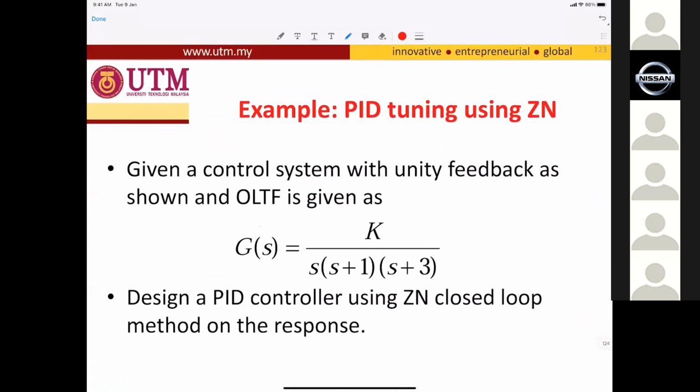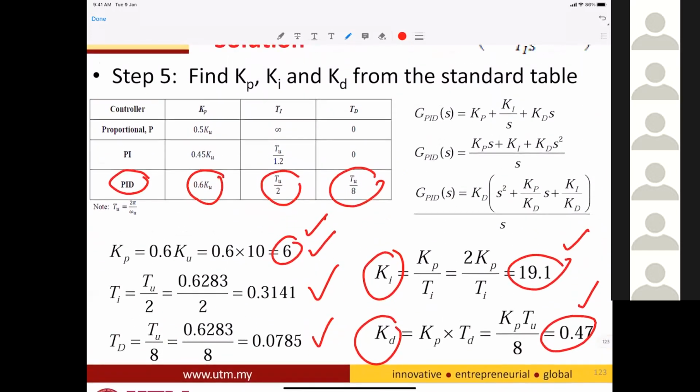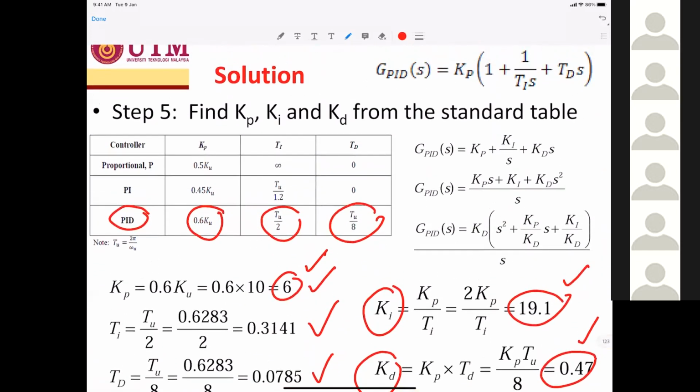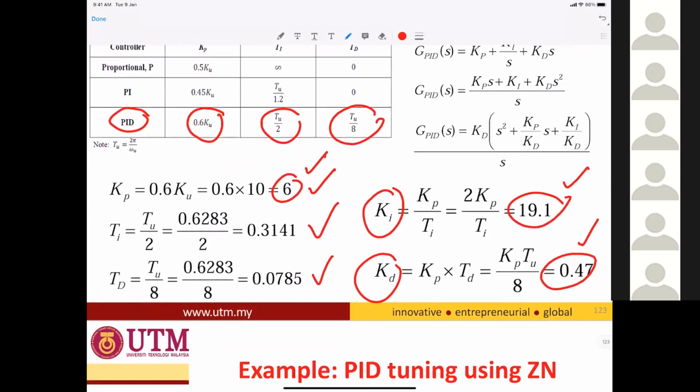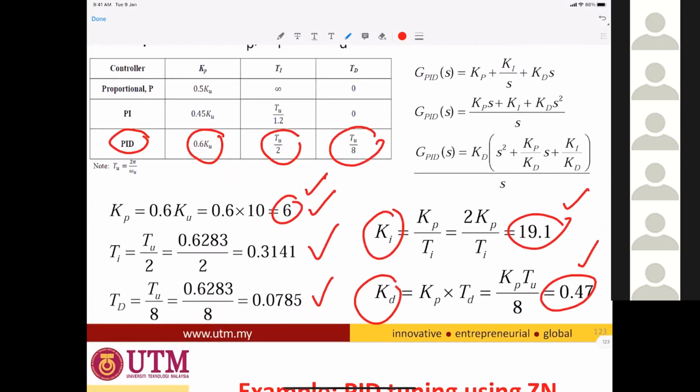Sir, I have a question here. Why did we multiply by 2 Kp? Ki is equal to Kp divided by Ti, from these derivations, brother. Kd is correct, right? Okay, sir. Thank you. From the calculations.